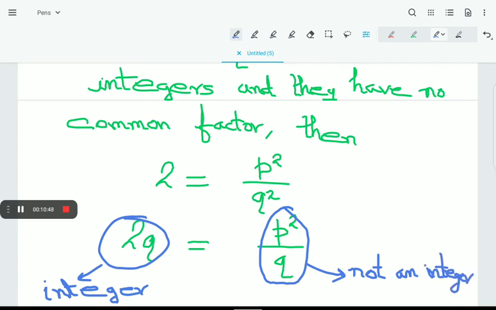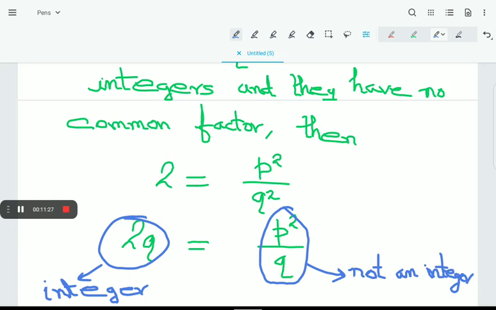Hey, we have a problem. Left hand side we are saying 2 into q is an integer, and right hand side we are saying p square by q. Obviously q cannot be equal to 1 because no integer's square is equal to 2. If you take q equal to 1, then you will get 2 equal to p square. That's not true. Then 2 into q on the left hand side is an integer, while the right hand side is not an integer. Two numbers are equal, one of them is an integer, the other is not an integer.